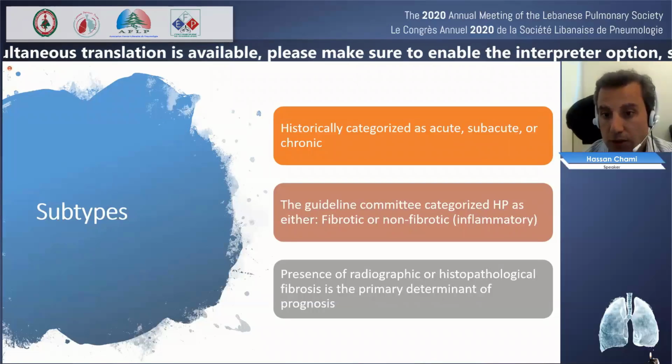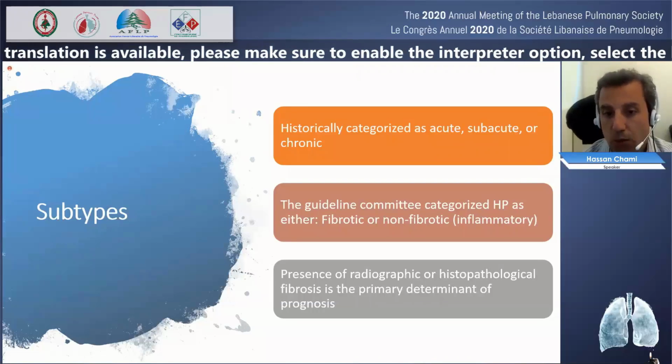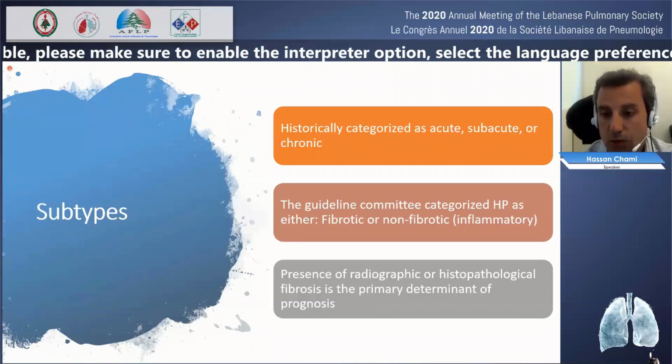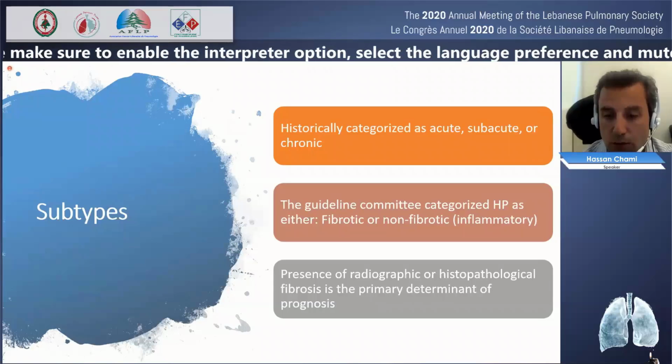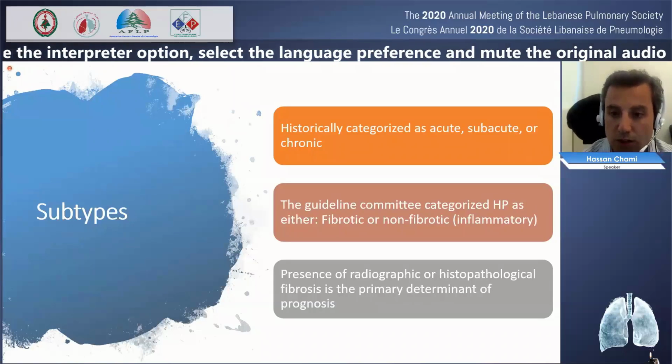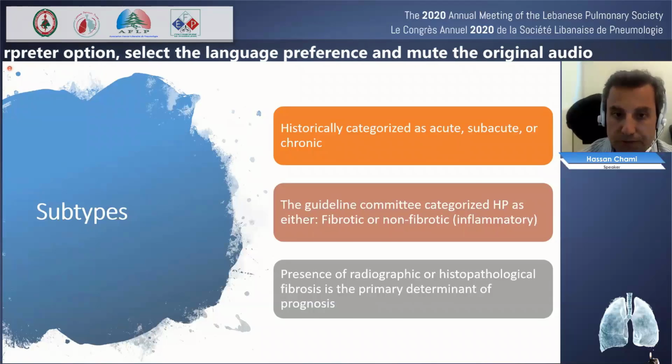Although fibrotic tends to be more of the chronic, indolent presentation and the non-fibrotic more of the acute. But what was adopted was fibrotic and non-fibrotic because it pertained more to the prognosis.